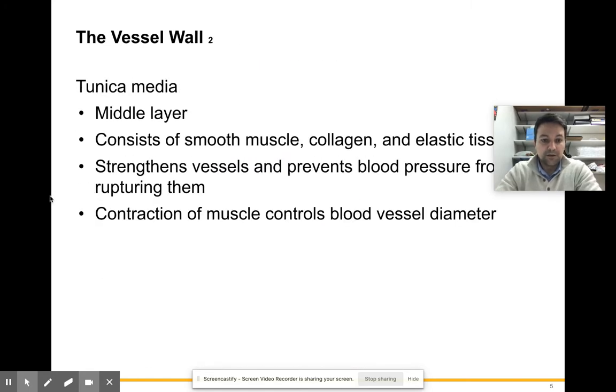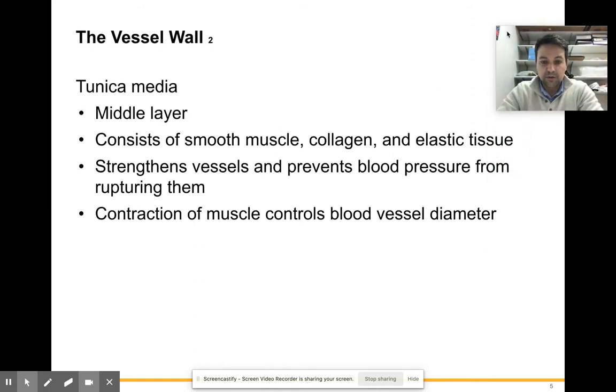The tunica media, which is the middle layer, is going to consist of smooth muscle. It's going to consist of collagen and elastic tissue. We spoke about 3 different types of muscle tissue last semester: smooth, cardiac, and skeletal.